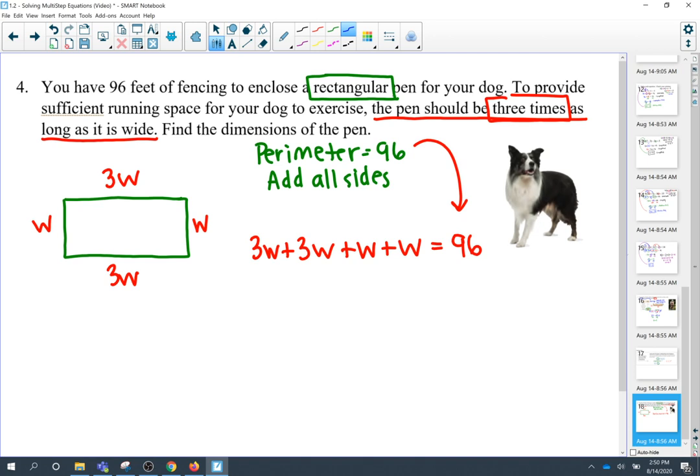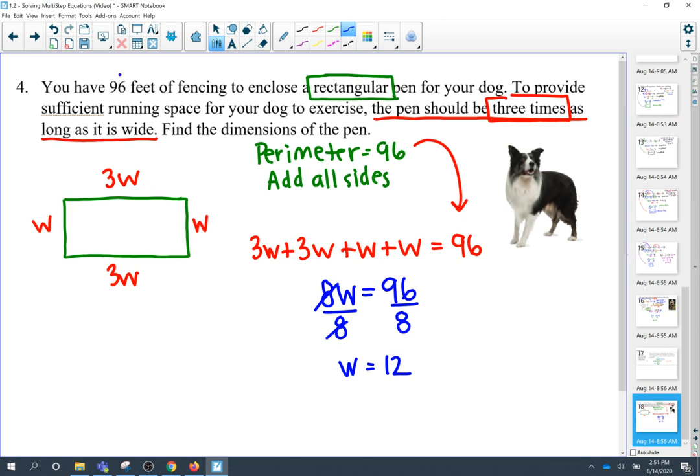Now, 3 W's plus 3 W's, that's 6 W's. Well, 6 W's plus another W, that's 3, 4, 5, 6, 7, 8. That's 8 W's. It has to be 96 feet of fencing. So then I'm going to divide both sides by 8. I'm going to grab my calculator just to make sure I don't mess this up. 96 divided by 8 is 12. W equals 12.